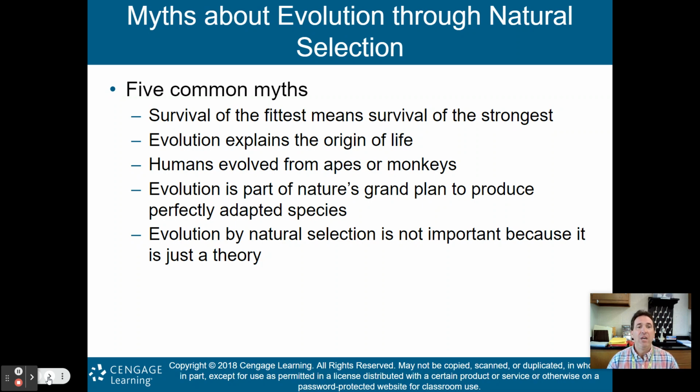Evolution is part of nature's grand plan. That's a myth. It's not part of nature's grand plan to produce perfectly adaptive species, because it doesn't produce perfectly adaptive species.